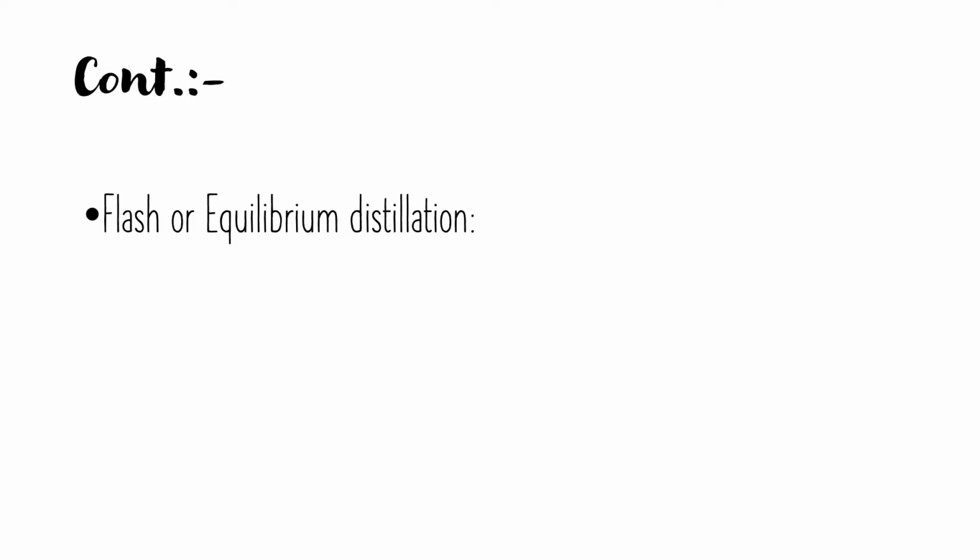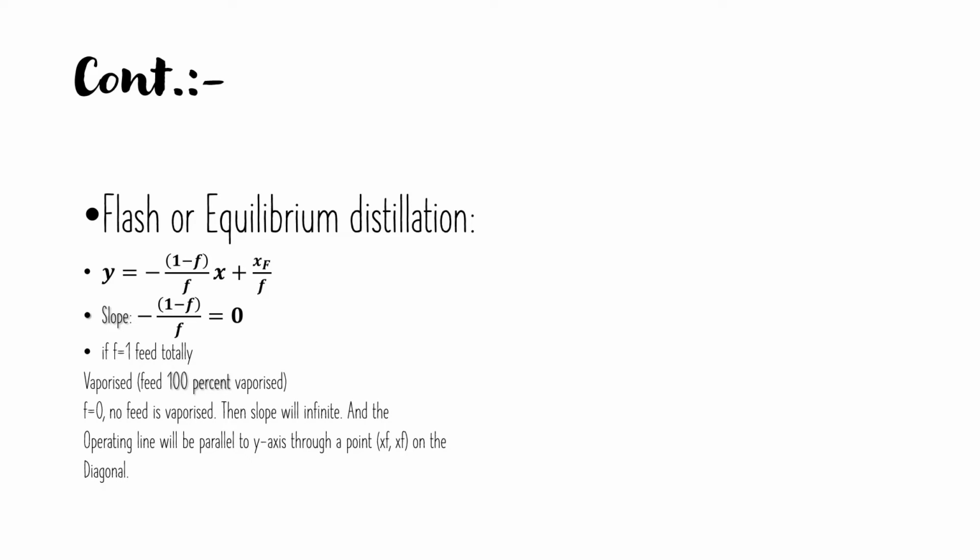The material balance of the more volatile component is a line with the slope equal to -F by F and an intercept equal to XF by F. Flash distillation is normally carried out in a continuous manner. In this method, a liquid mixture is partially vaporized, and the vapor and liquid are allowed to attain equilibrium by providing sufficient contact time and finally withdrawn separately.